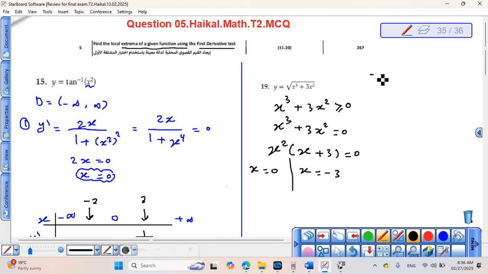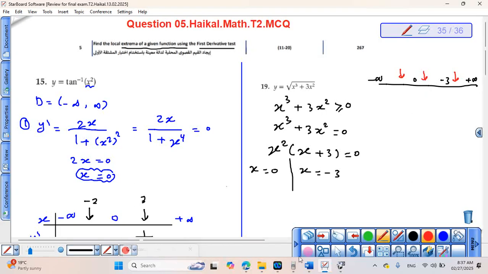As you see, this is the number line from negative infinity to positive infinity. Here we have 0 and we have -3. To check the sign between them, we have 3 intervals, from negative infinity, to check where the inequality is positive.